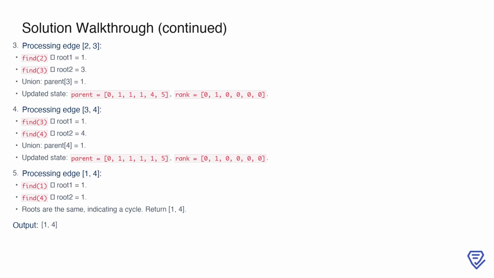Now, processing edge [1, 4], we find that both nodes 1 and 4 have the same root, which is 1. This indicates a cycle, so we return [1, 4] as the redundant connection.